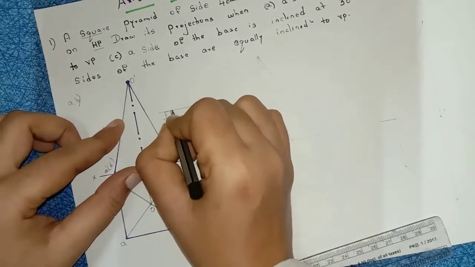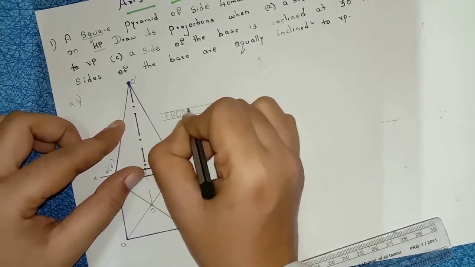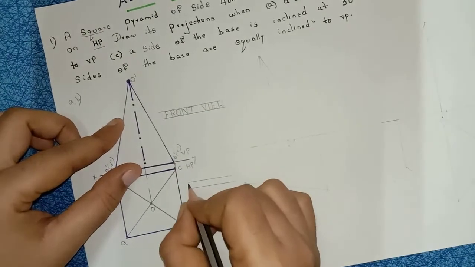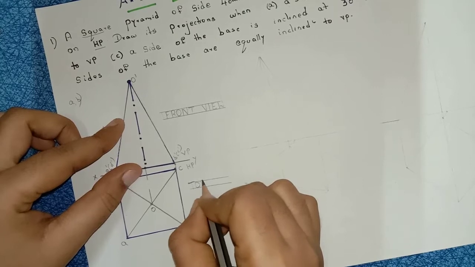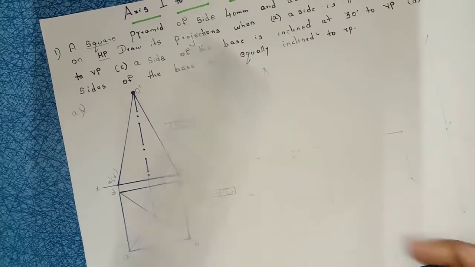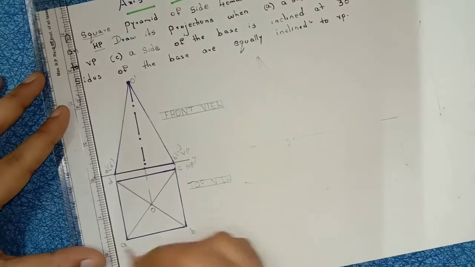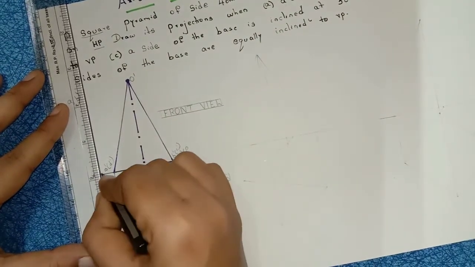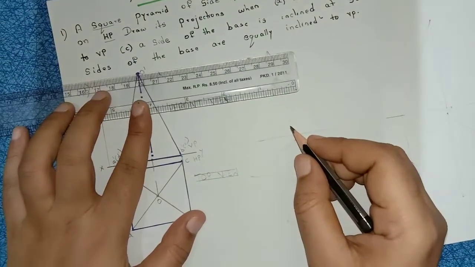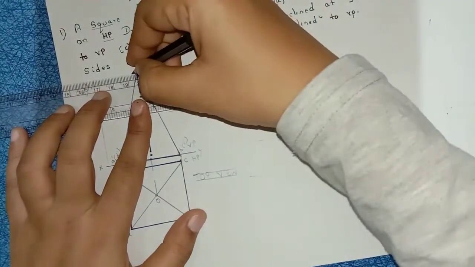Above the reference line, write down, this is your front view, and below the reference line you should write top view. So this is your A bit and B bit. After that, mark the dimensions properly. Here they mention the side of the square and the axis height. The axis height is here 60 mm.